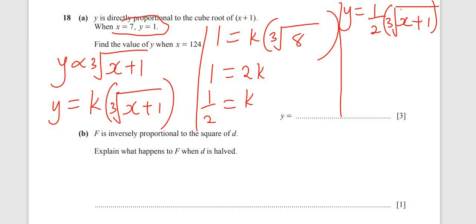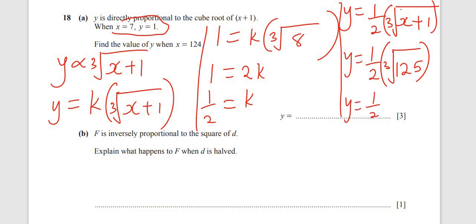So the question is, find the value of y when x is 124. So y is going to be a half multiplied by the cube root of 124 plus 1. So that's the cube root of 125. So the cube root of 125 is 5. So y is going to be a half of 5, which is 2.5. So the correct answer is y is equal to 2.5.